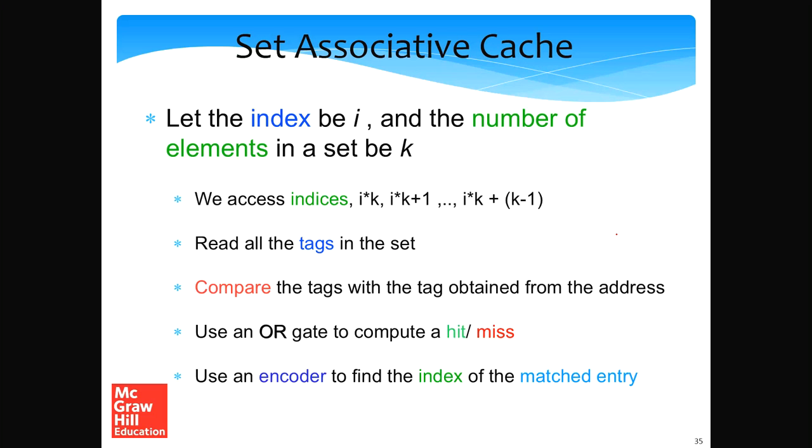So here is a mathematical look at it. Let the index be I and the number of elements in a set be k. Then the indices that we access are I times k plus 1 till I times k plus k minus 1. We read all the tags in a set. We compare the tags with the tag obtained from the address. We then use an OR gate to compute a hit or miss. And finally, we use an encoder to find the index of the matched entry.